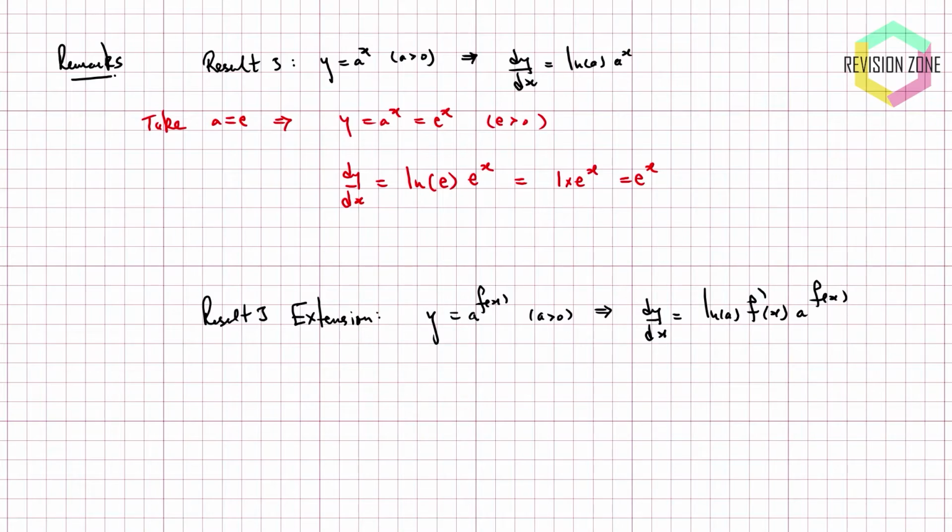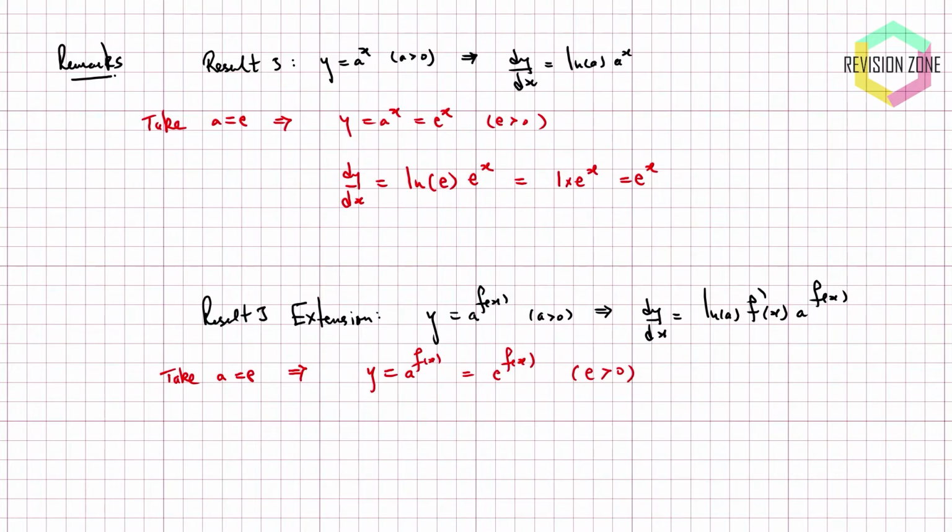And the second thing to keep in mind is we can use the extension of the result to say something about what happens when we're differentiating complicated versions of e to the x. So again, we take a to be e, then that tells us that y equals a to the x is actually just e to the x. But in this case, we don't want e to the x. We actually want a to the f of x, and we also want e to the f of x. And of course, e is positive.